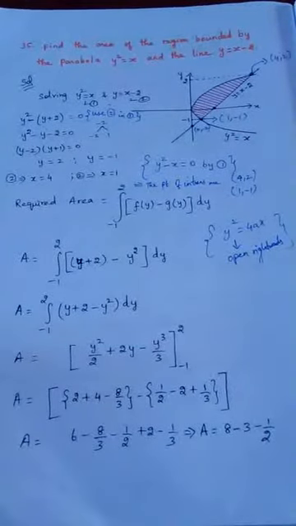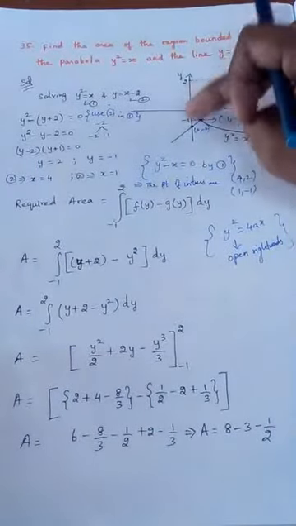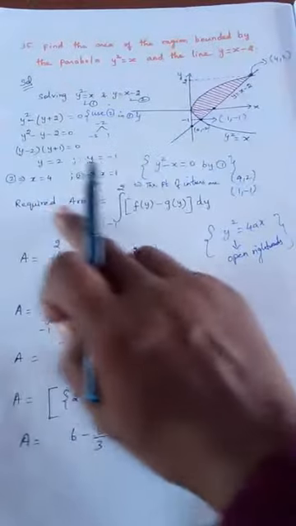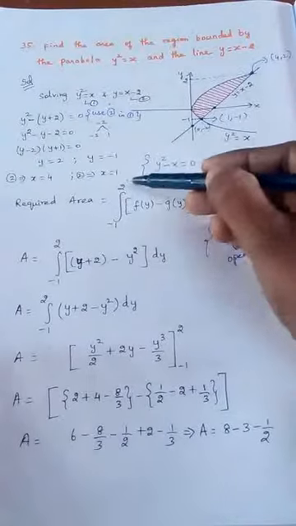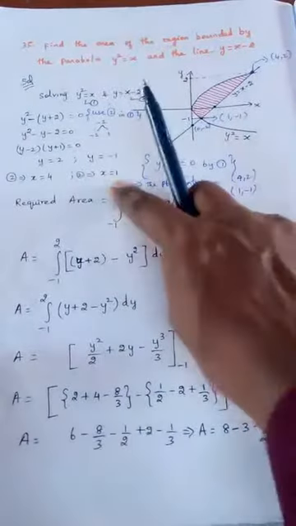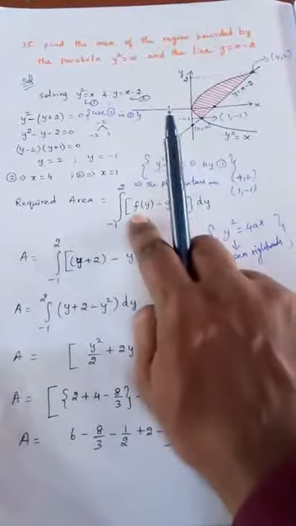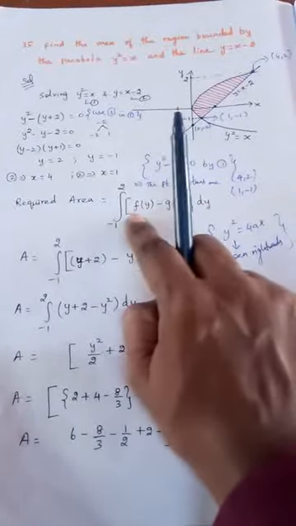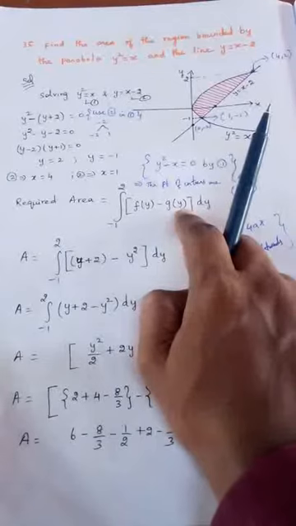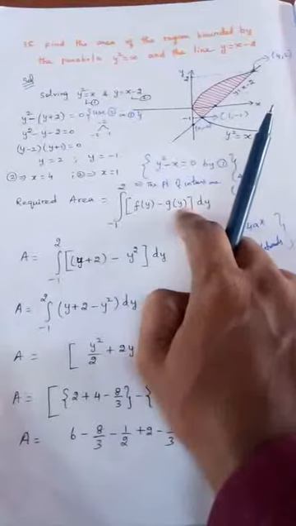Same thing we did in the previous sum. There we found out the limit for x. Here we found out the limit for y. One is minus 1, the other one is 2. So the limit is from minus 1 to 2. Now we will write required area is equal to integral from minus 1 to 2. Since we know the limit for y, we use dy. If we use dy, we will write f of y minus g of y. If we know the limit for x, dx, then it will be f of x minus g of x. Since y, we have f of y minus g of y. Hope you would have understood.